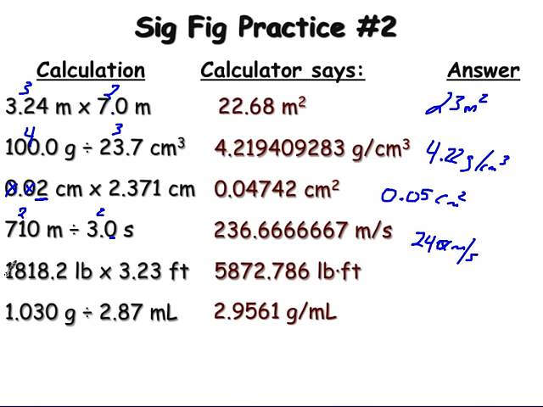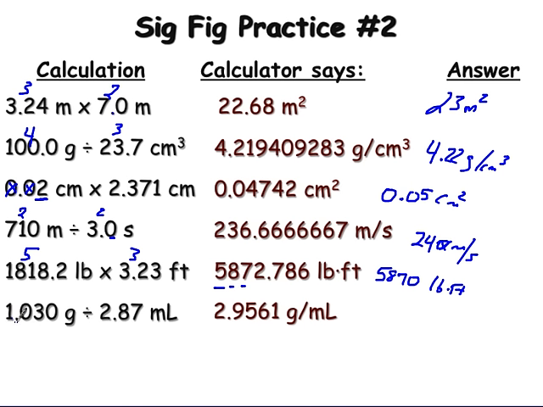Okay, this one. 1, 2, 3, 4, 5 sig figs, whole bunch in that one. 1, 2, 3 sig figs. So I need to round this so that it has 3 significant figures. So 5, 8, 7, let's see. 2 is a really small number, so I'm not going to round up on this one. I'm going to do 5,870. Okay, and that answer has pounds per feet. That answer has 3 significant figures.